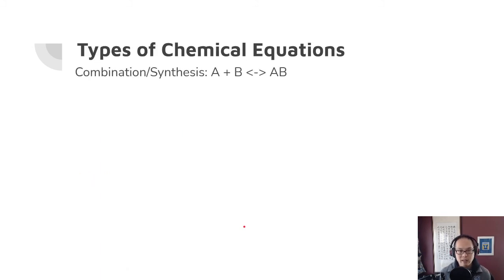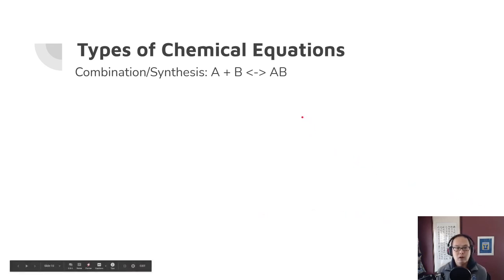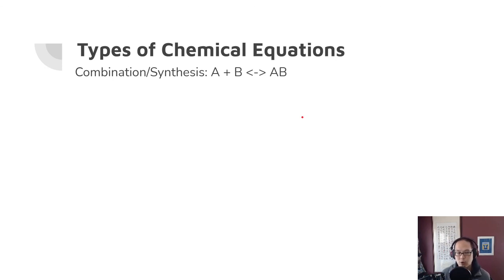Now, I want to end the class quickly with some types of chemical equations that exist. The first one is combination or synthesis. That is element A plus element B yields element AB, or excuse me, molecule AB. A very simple example: 2H2 gas plus O2 gas yields 2H2O. So that's combination or synthesis, when you're putting stuff together.